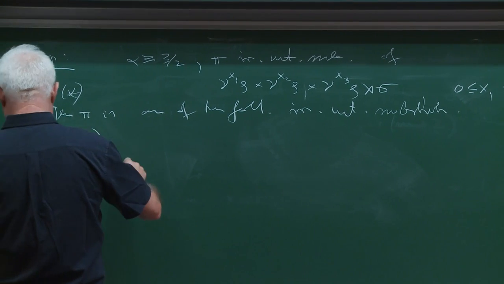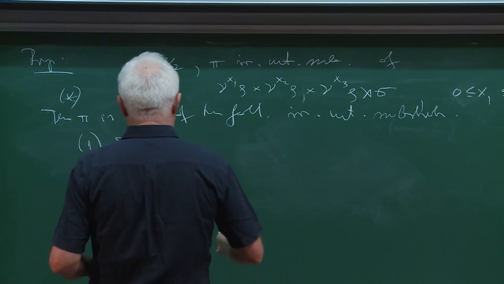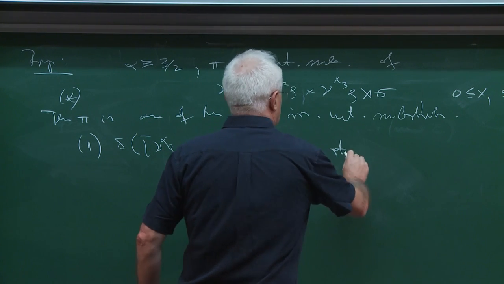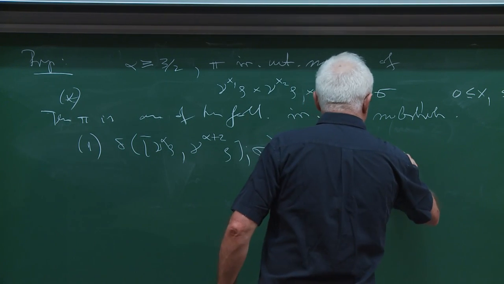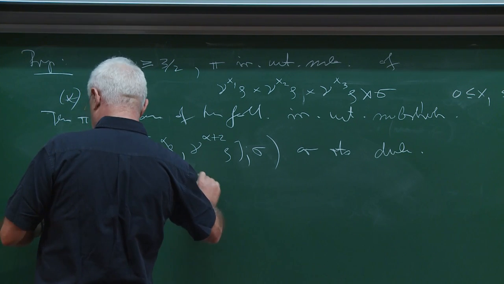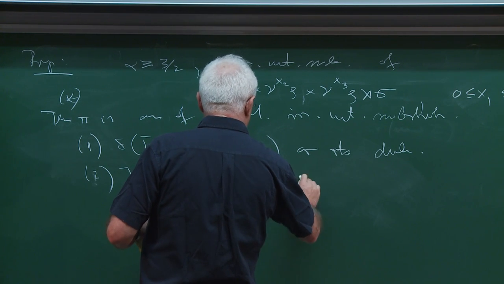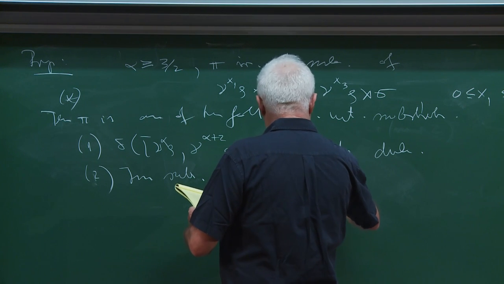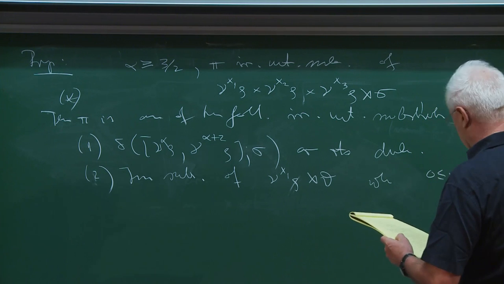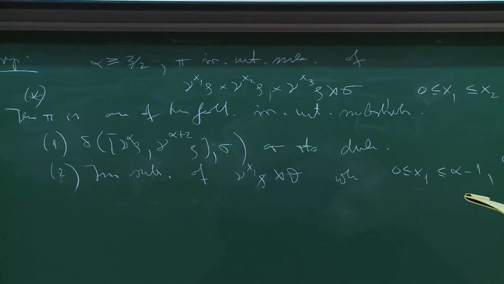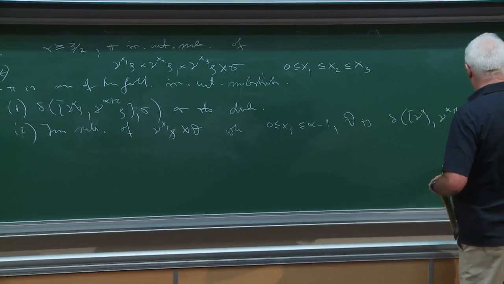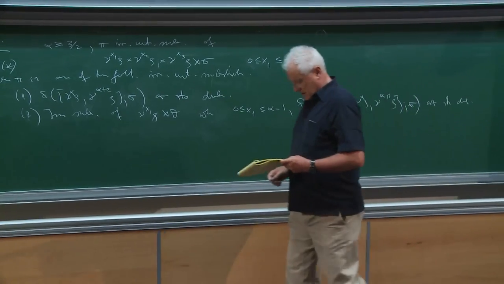First, delta of nu to alpha rho, nu to alpha 2 rho, sigma, or its Aubert-Schneider-Stuhler dual. Second, an irreducible subquotient of nu to x1 rho times theta, where x1 is greater than or equal to 0 and less than or equal to alpha minus 1, and theta is delta of nu to alpha rho, nu to alpha plus 1 rho, sigma, or its dual. Okay, so this is 2.